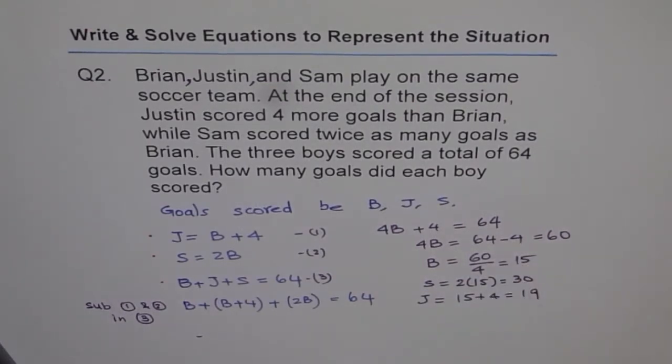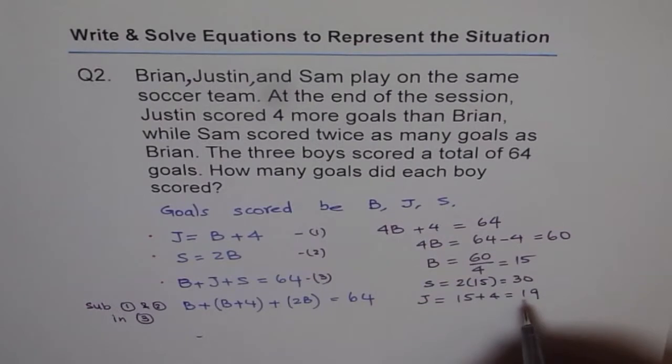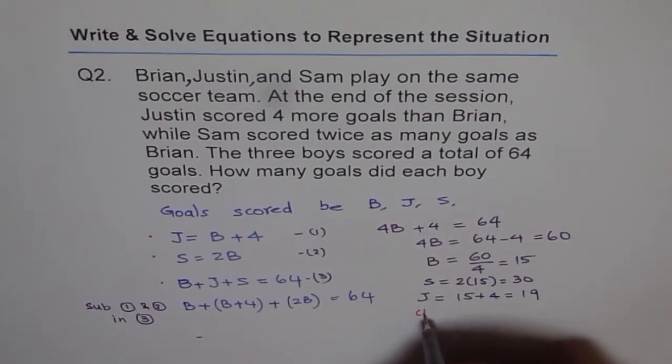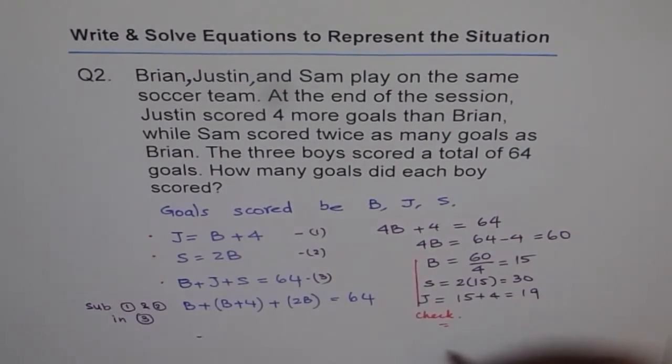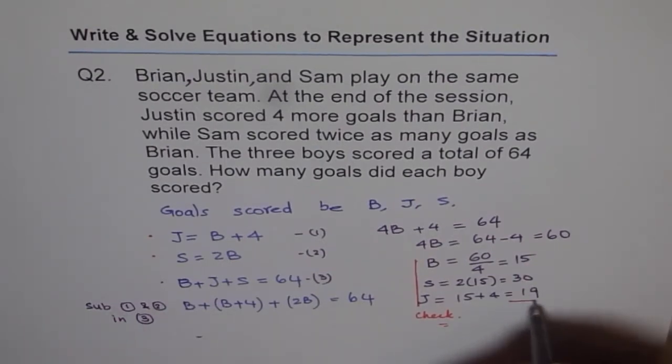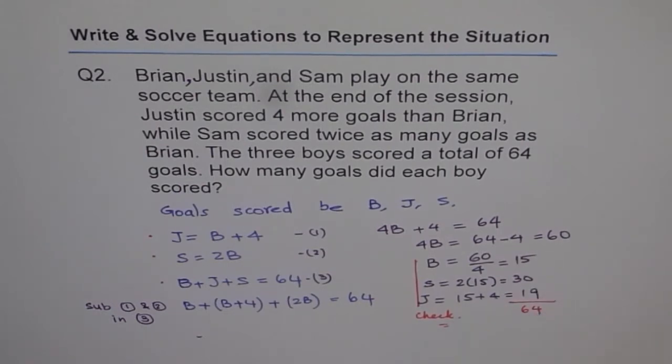So these are the goals scored by the 3 boys in the same team, right? And if you add them up, you'll find them equal to 64. So that is a kind of check of your answer, right? So always when you write down your answer, always check your answer, right? So the answer is Brian, Sam and Justin scored 15, 30 and 19 goals, and then you checked it by plugging them in your equation 3 and you got 64. That's correct. That is when you add them up, you get 64, correct? That's how you have to do it. Thank you.